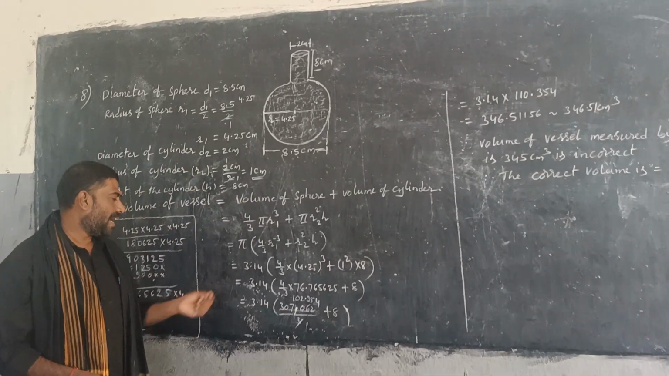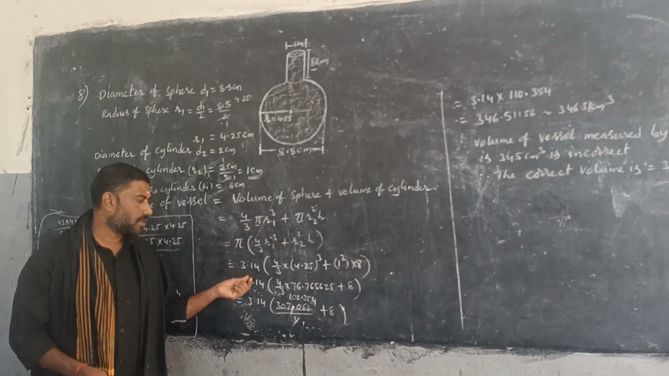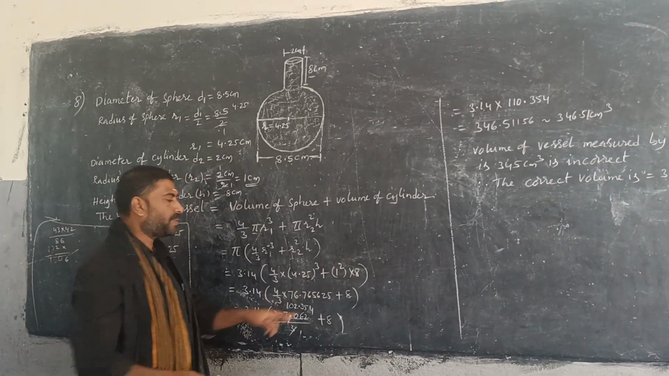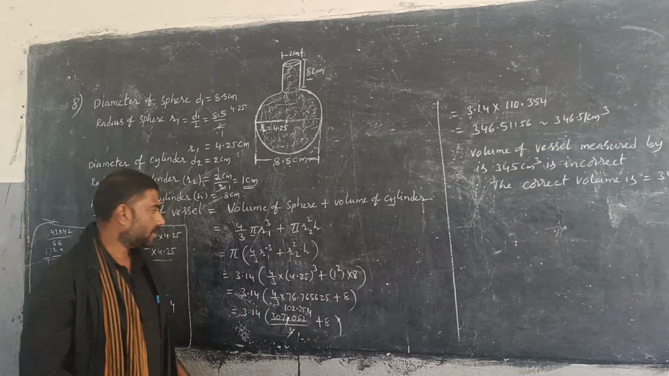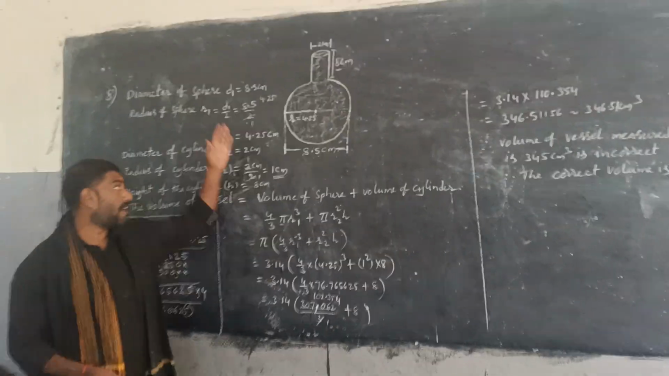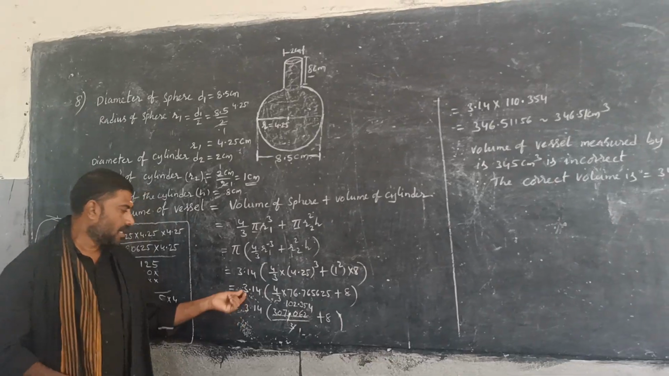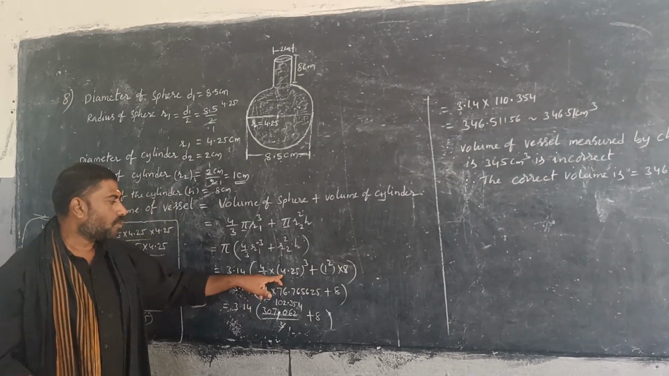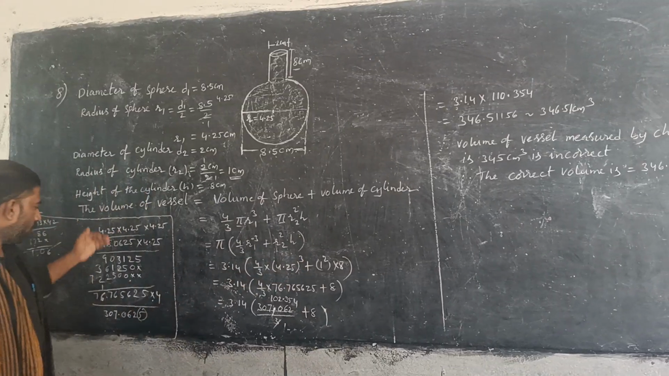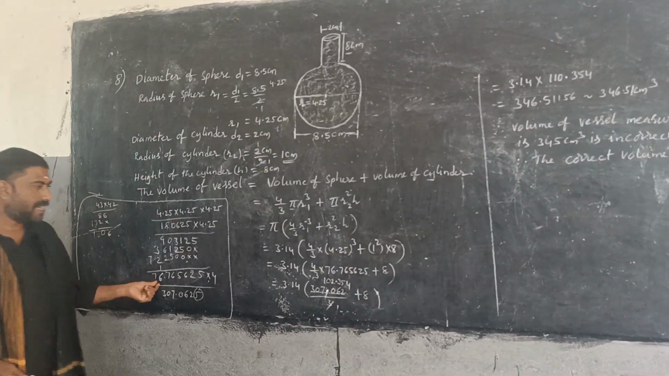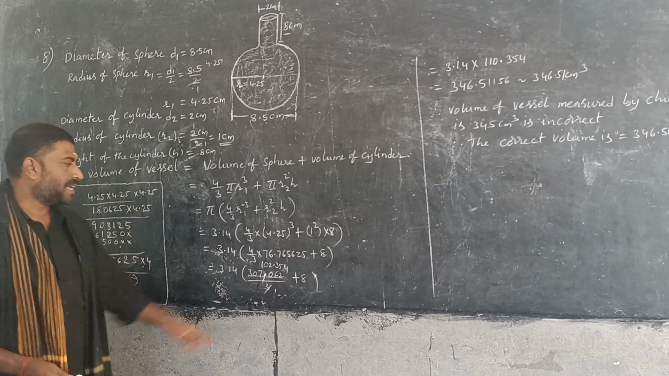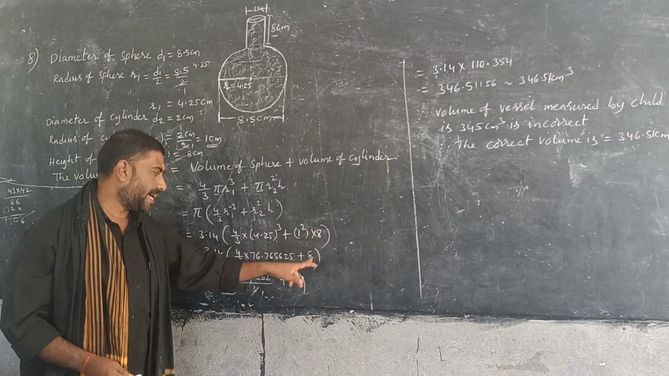The pi value is given as 3.14. Remaining is 4/3 into 4.25 whole cube plus 1 square into 8. When we substitute the values, we get the answer. So 3.14 of 4/3 into 4.25 whole cube, the calculation gives 76.765625, plus 1 square into 8, which is 8.